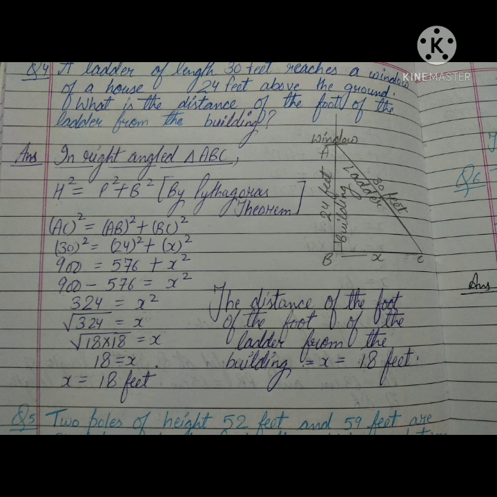So in place of 324, we can write down 18 multiplied by 18, right? So remove the square root and write down 18, right? So 18 is equal to x. So x is equal to 18 feet. So the distance of the foot of the ladder from the building, x, is equal to 18 feet, right? Now come to the next question.